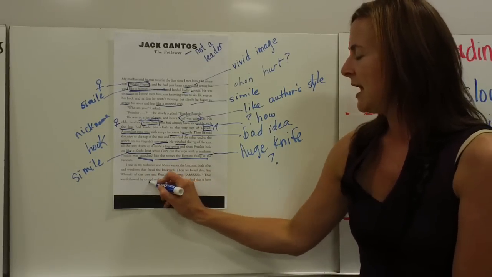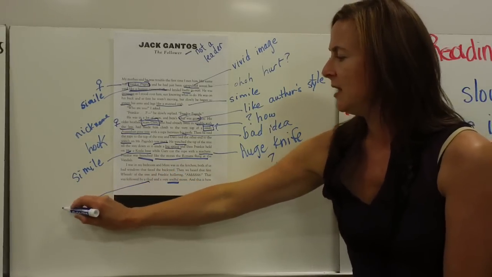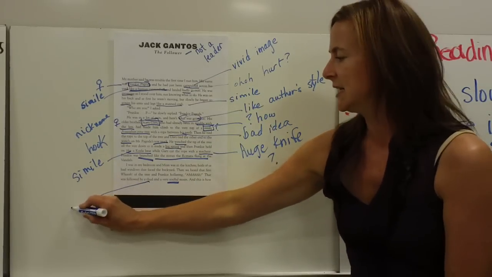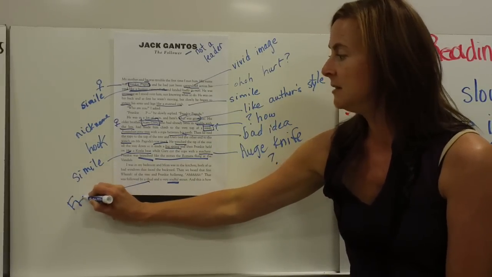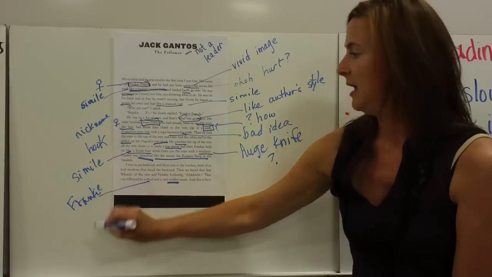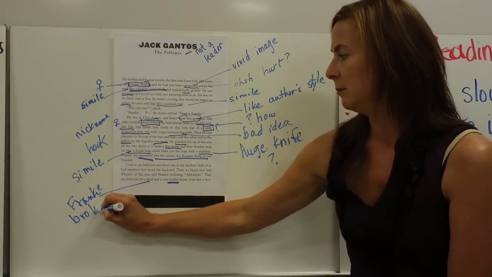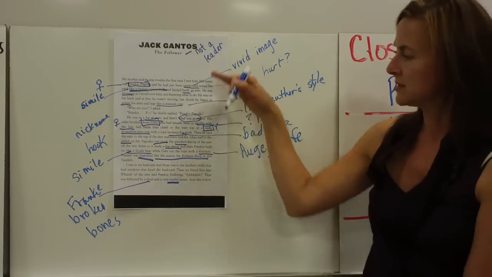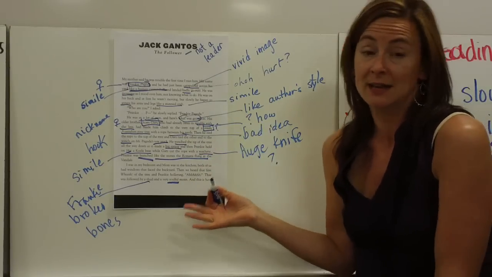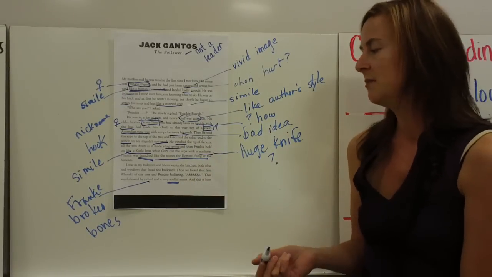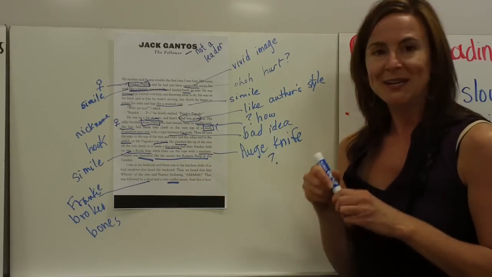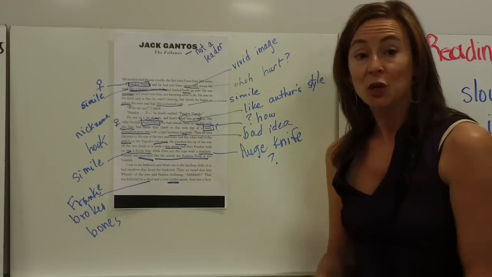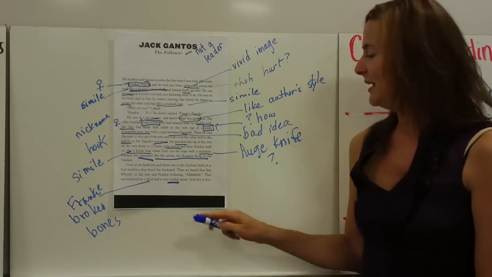So I'm going to end here with my inference. Based on everything I've read here, and the author's wonderful descriptions, I've got to guess that at least he's got broken bones at minimum. So here's an example, just a small excerpt that I've annotated for you. You're going to be practicing this in groups and then independently.